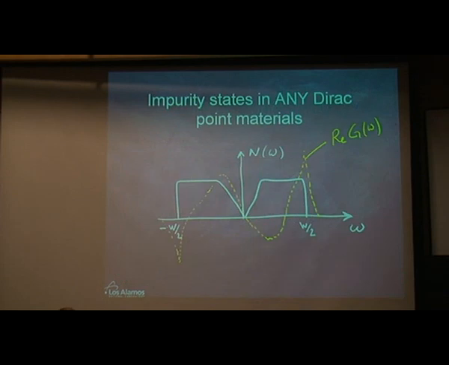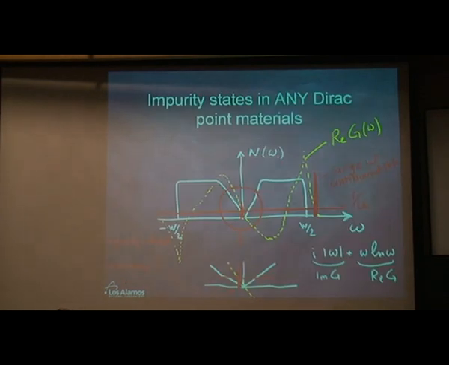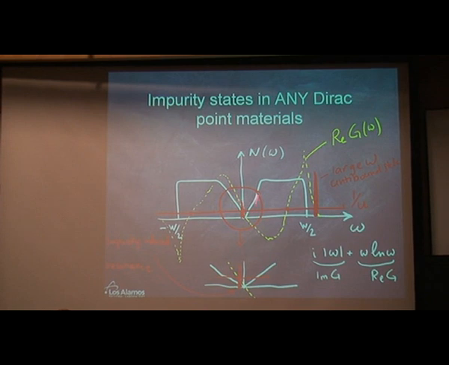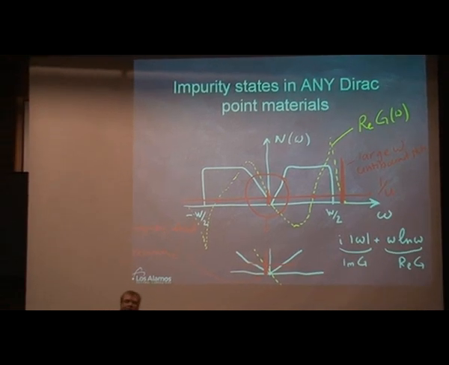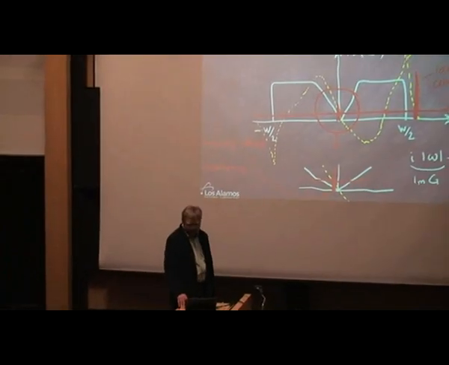I would point out just a basic fact: the existence of this intra-gap or low energy resonance for impurity states is a consequence of suppressed density of states, a consequence of the Dirac density of states. It doesn't rely on any particular nature of the state. It can happen in a superconductor, or it can happen in graphene, it can happen in other materials as well.